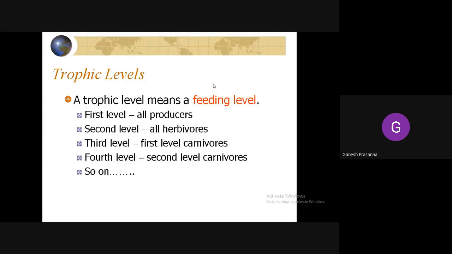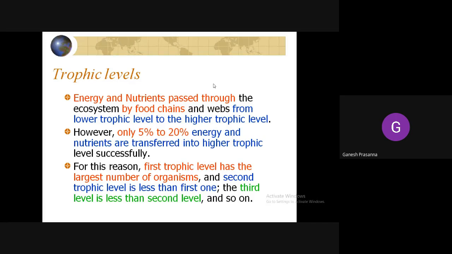Trophic levels. So what are trophic levels? See, trophic level means a feeding level. So the first level are all the producers, second level are all herbivores, third level first level carnivores, fourth level second level carnivores, and so on. It goes on increasing. In trophic levels, the energy and nutrients are passed through the ecosystem by food chains. They are not constant, they are always in movement, from lower trophic level to higher trophic level. Always there is passage of energy and nutrients from the initial level to the topmost level.